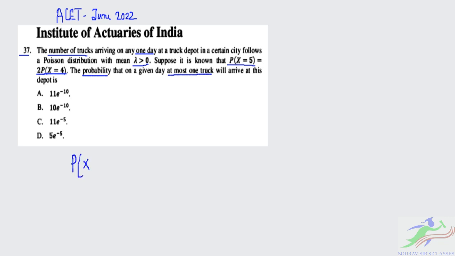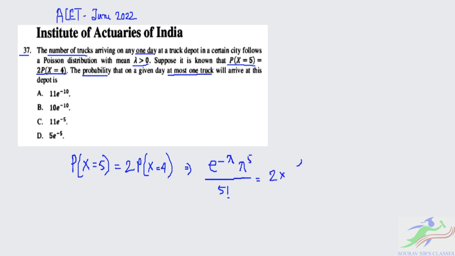We have the probability at x equal to 5 equal to 2 times the probability of x equal to 4, so we can find the mean from it. Since it is a Poisson distribution, e to the power minus lambda, lambda to the power 5 by 5 factorial is equal to twice e to the power minus lambda, lambda to the power 4 by 4 factorial. If we simplify this, we find the value of the mean, lambda, is equal to 10.